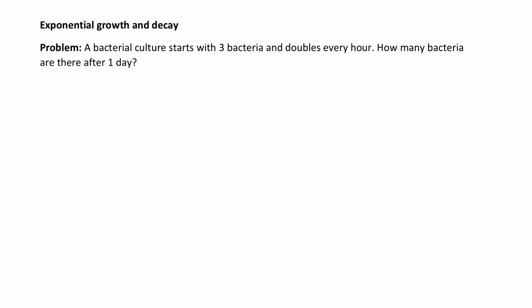Now, to solve this question, we're first going to convert that 1 day into 24 hours. So that means there's going to be 24 periods of doubling. That means first we start with 3 bacteria, then we double and get 6, then we double to 12, then 24, then 48, and so on.